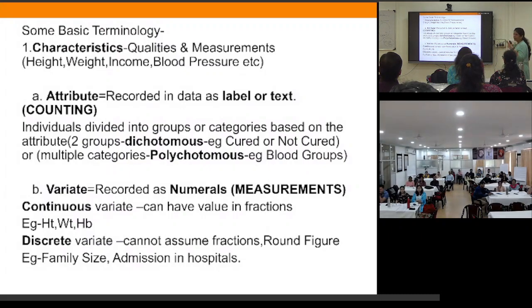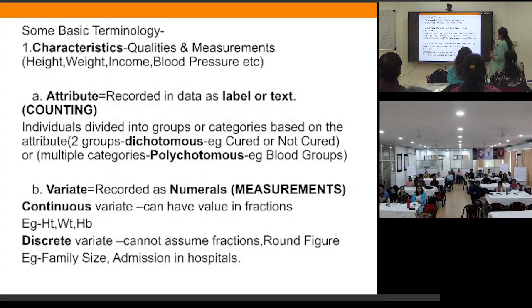So you are entering it as a label or a text. What you are going to do? You measure. You are going to count the number of males, number of females. So counting. Wherever counting is there, it is a categorical type of data or a qualitative data. Qualitative data, counting. Then further, I am just adding: you will use what? Chi-square test. Counting categorical variables, chi-square test.